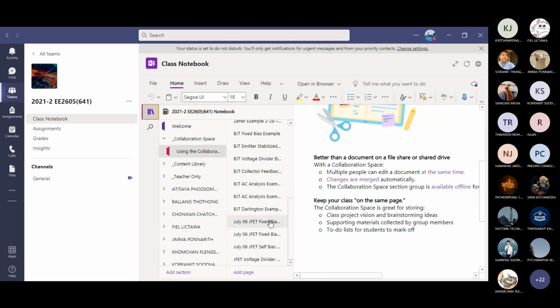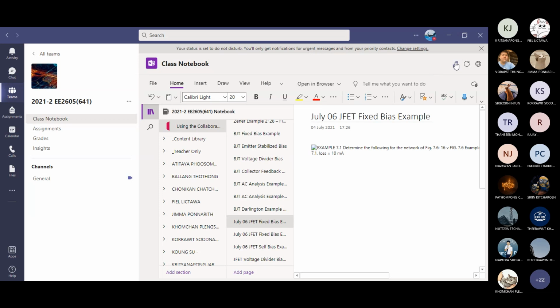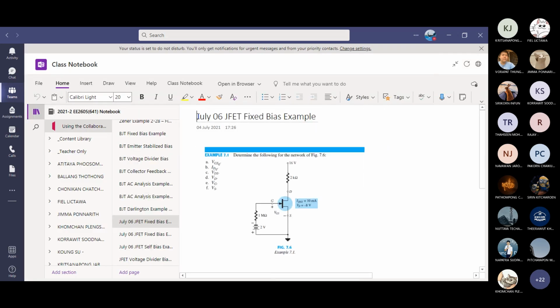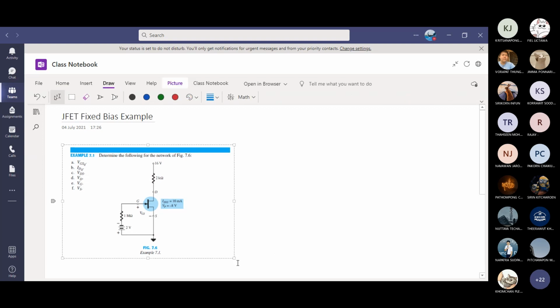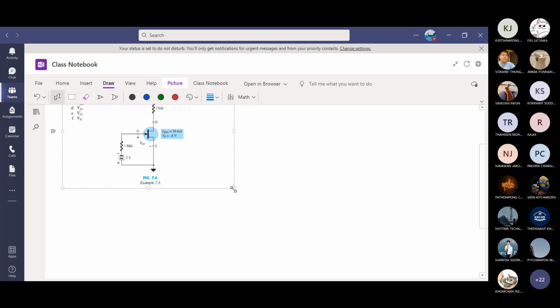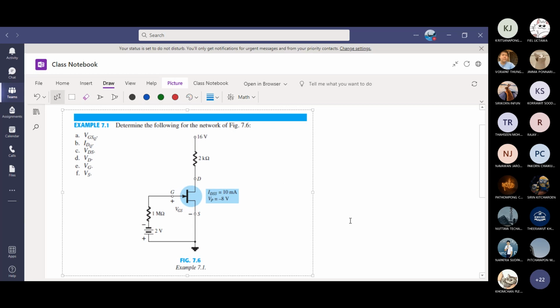First of all, try a fixed bias example. It is a worked out example in your textbook. And let me enlarge the picture for you. In the following network, determine the 6 values. I continue with the person which was after the previous person.